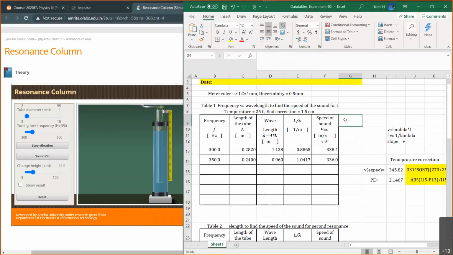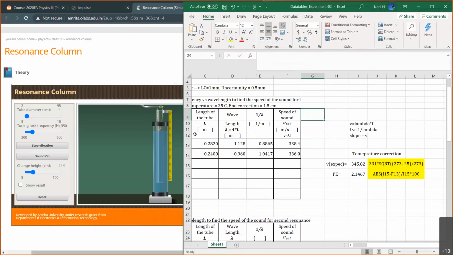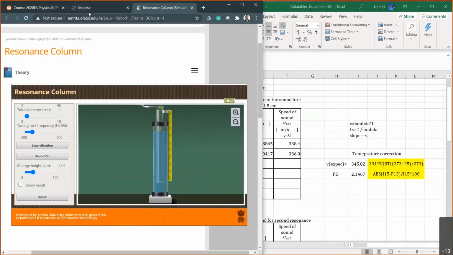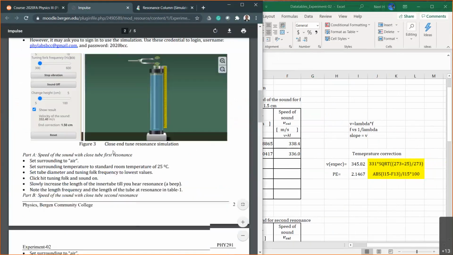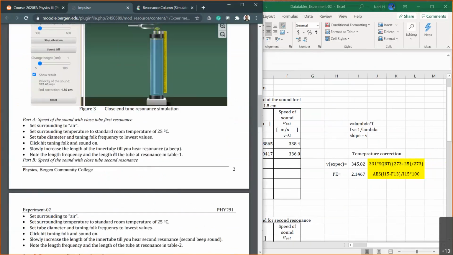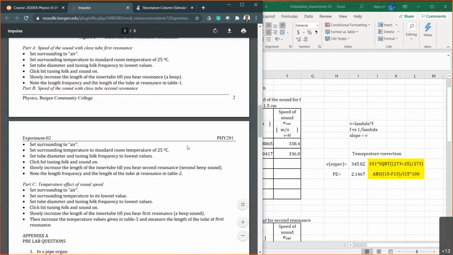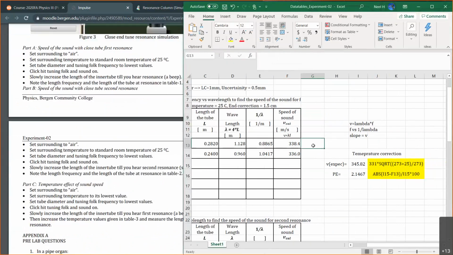PE, maybe it is something useful to check. Actually, in the lab manual, I did not ask you to do that for every single measurement. Instead, we're going to make a graph, and then by using the graph, we're going to check that. So we don't need to check the percentage error for every case.